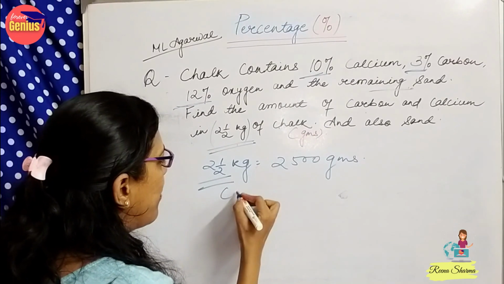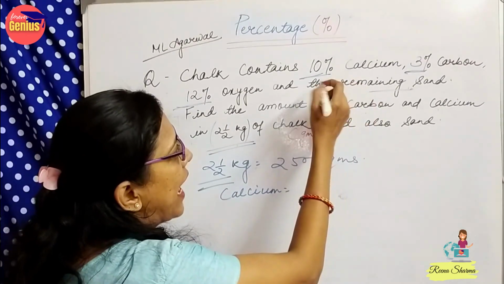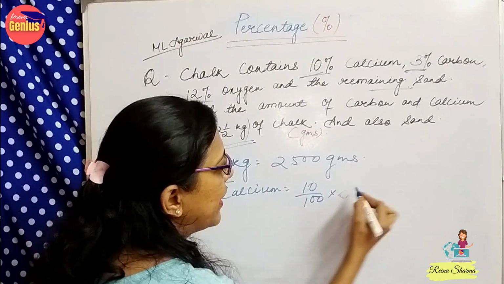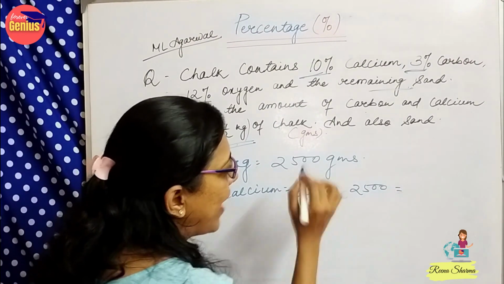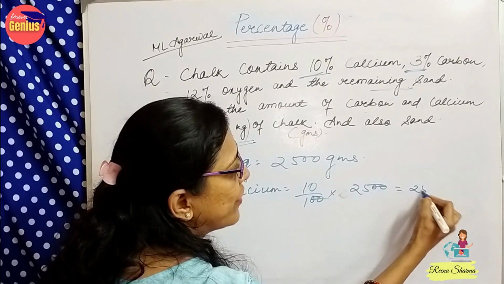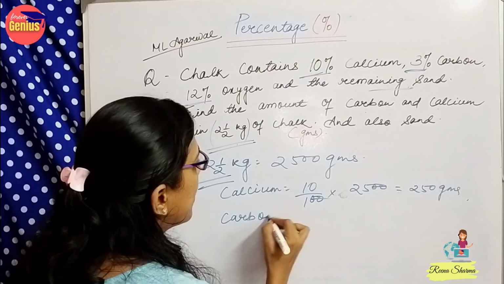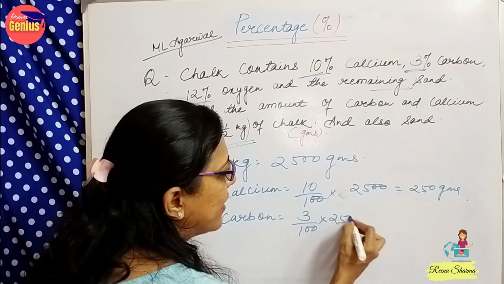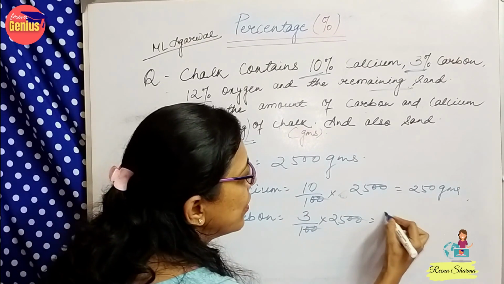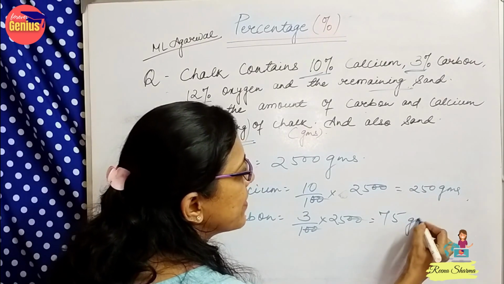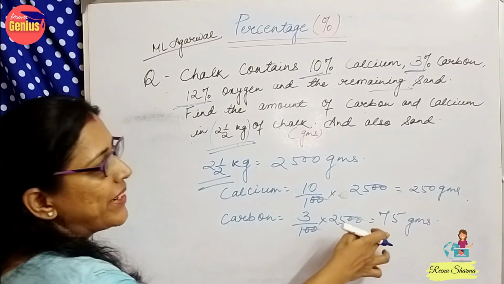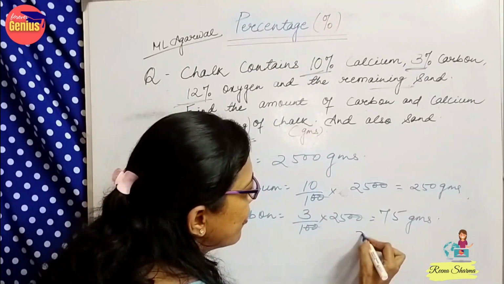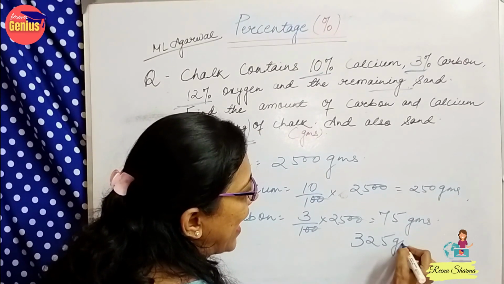So calcium is how much? 10%. So if I make this into a fraction, what will it be? 10 by 100 into 2500. So this is equals to 250 grams. Carbon is equals to 3%. So 3 by 100 into 2500. This is equals to 75 grams. Now 250 plus 75 grams is how much? 325 grams if I add it.